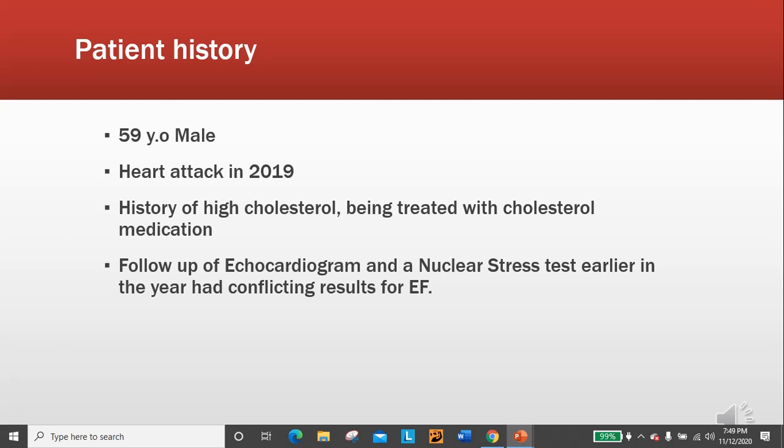Now, the echocardiogram came out with an ejection fraction of 52%, and the nuclear stress test came out with the result of 38%. So that was quite a difference, and that's why they ordered the MUGA scan to figure out what the actual ejection fraction was for his heart.